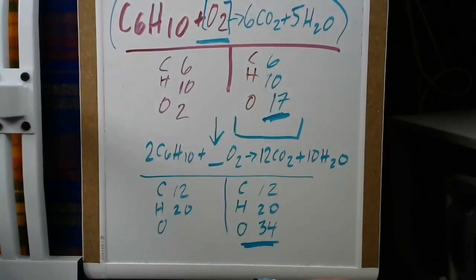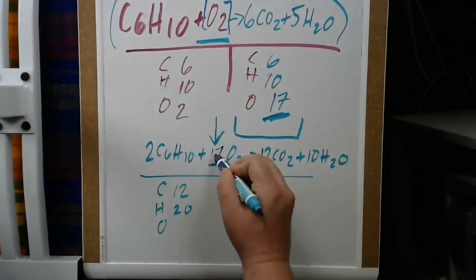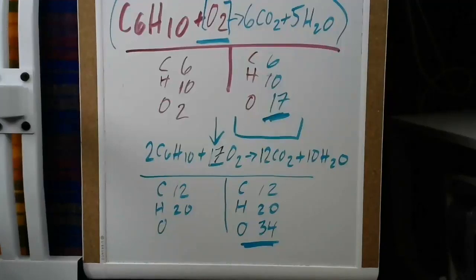So 34 divided by 2 is 17. That is the coefficient that goes in front of our oxygen. And that is our balanced equation. 2 cyclohexenes, 17 oxygens, yields 12 carbon dioxides and 10 waters. Okay?